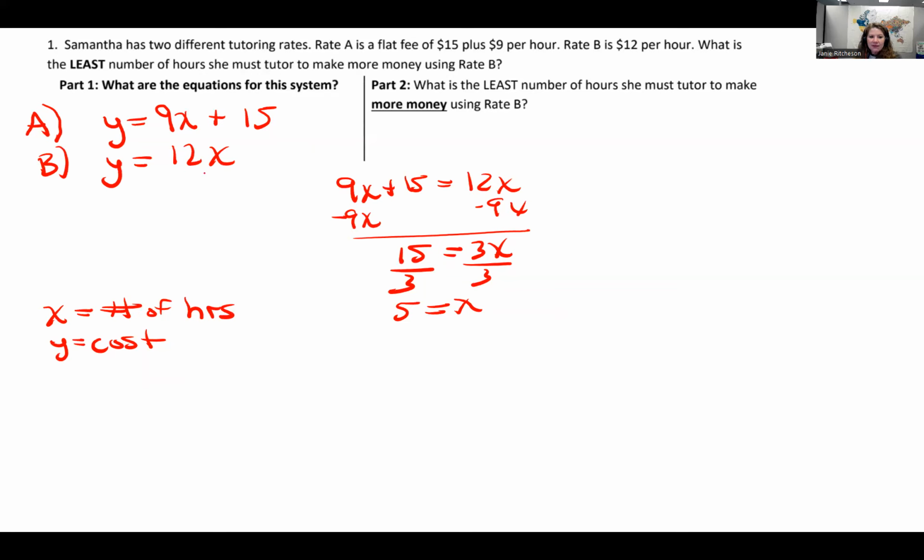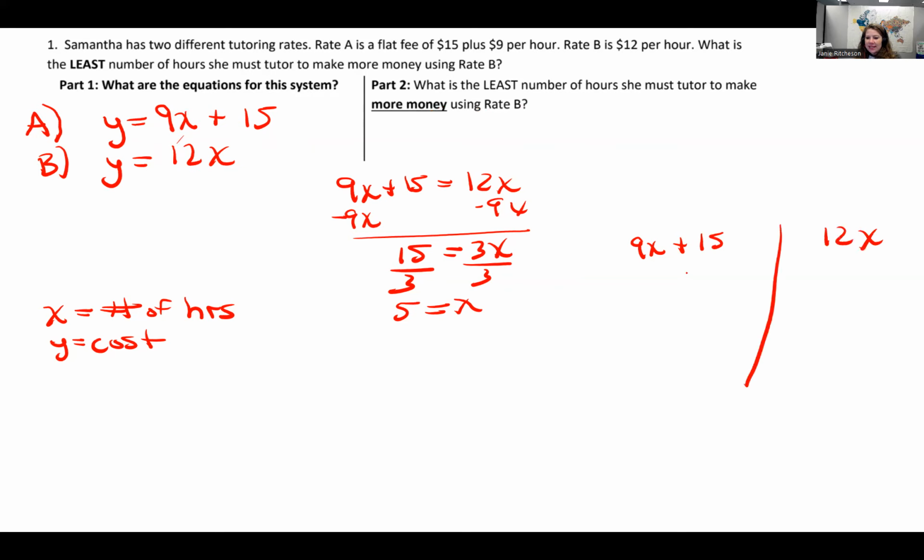So 12 times 5 is 60. 5 times 9 is 45 plus 15 is 60. So at 5 hours, both rates would give her $60, which makes me think that 1 more hour would probably make B have the advantage. So let's see, what if it was 6 hours?